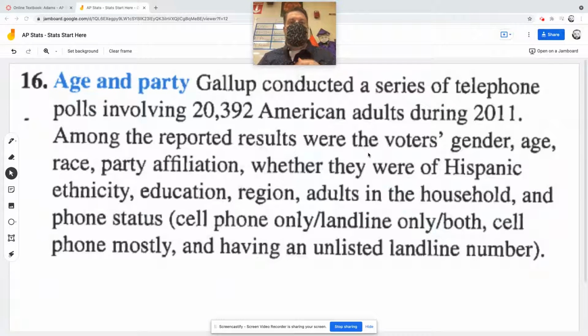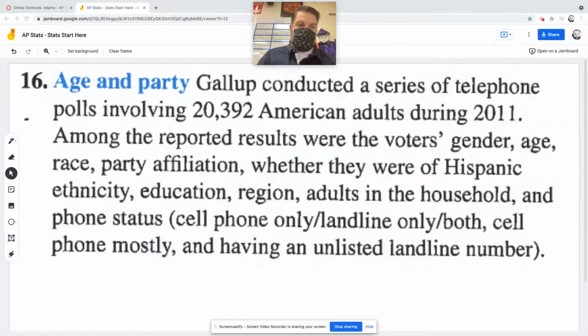All right, so this one says that Gallup conducted a series of telephone polls involving 20,392 American adults in 2011. Among the reported results were the voters' gender, age, race, party affiliation, whether they were of Hispanic ethnicity, education, region, adults in the household, and phone status. Were they on the cell phone, landline, or both? Cell phone mostly, and having unlisted landline numbers. So they collected a bunch of data.